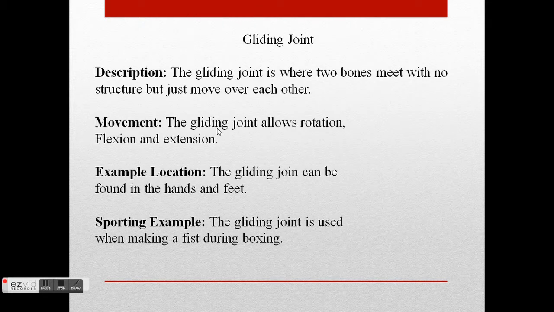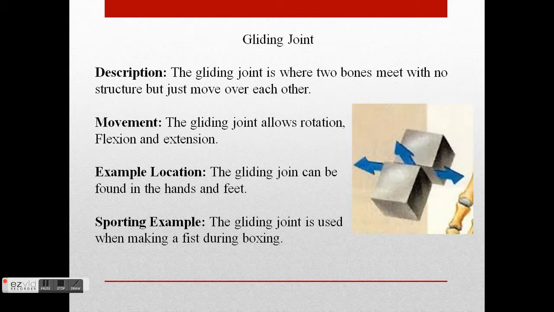The gliding joint is where two bones meet with no structure but just move over one another. The gliding joint allows rotation, flexion, and extension. The gliding joint can be found in the hands and feet. The gliding joint is used to make a fist during boxing.